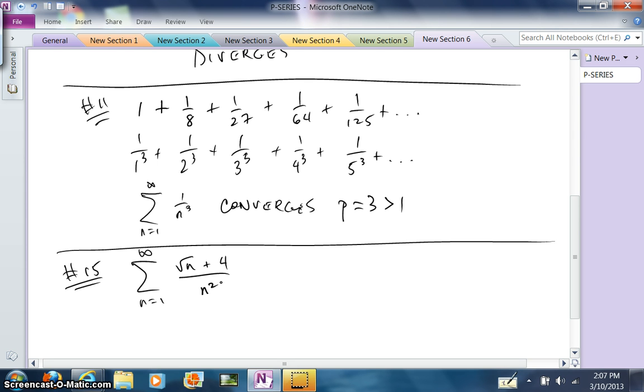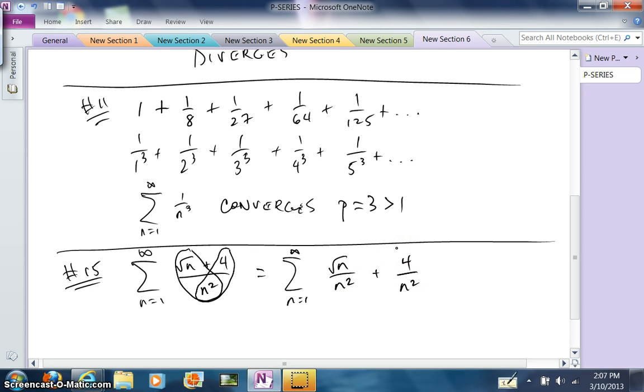Okay, but here this isn't a p-series. I see the n squared on the bottom, but the stuff on the top is not equal to 1. So what we need to do is rewrite this as two separate fractions. If I write the first one, even though as it stands right there, it's not a p-series, if I combine the exponents, it will be. So let's rewrite this as root n over n squared plus 4 over n squared.